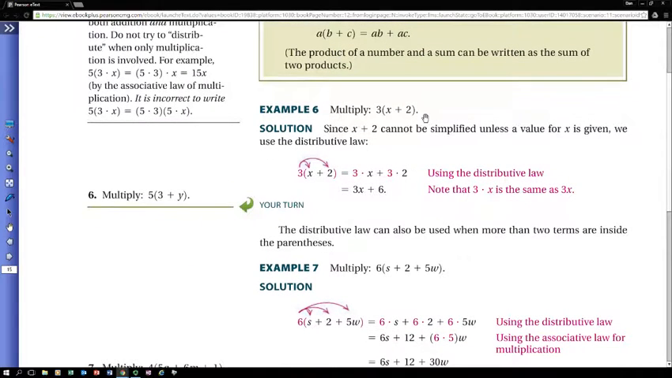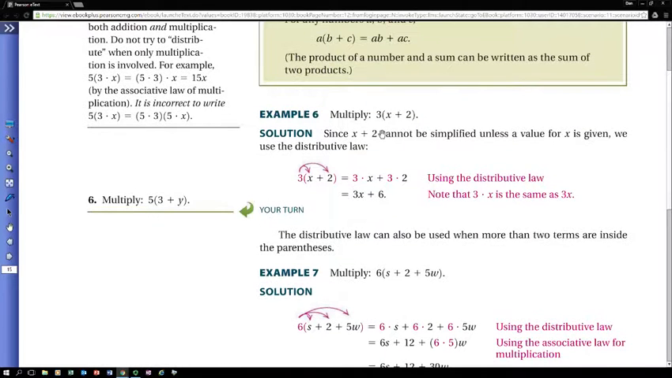So in example 6, they're saying multiply. In other words, perform a multiplication. Before, we couldn't do anything because of order of operations. I go, well, I need to do what's in the grouping symbol first, and I got x plus 2. I can't do that addition. I'm done. Well, this law allows me to do a multiplication over these terms that are in this grouping symbol by taking 3 times each term in there. So I end up with 3 times x, which is 3x, plus 3 times 2, which is 6.